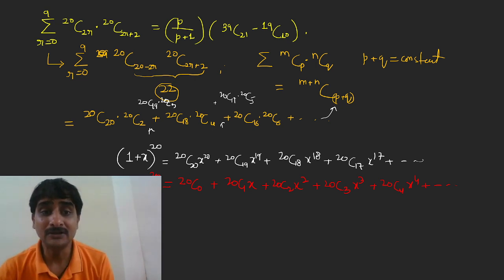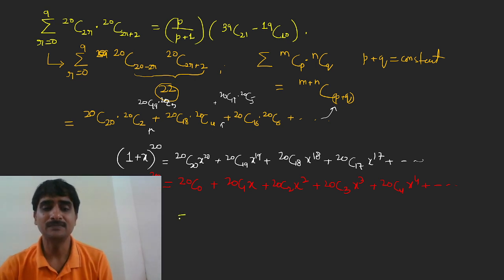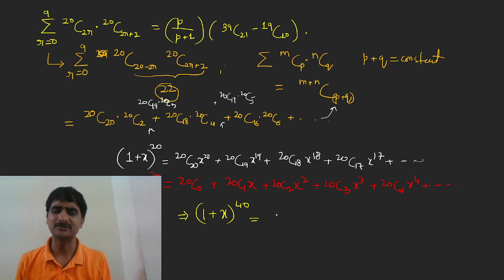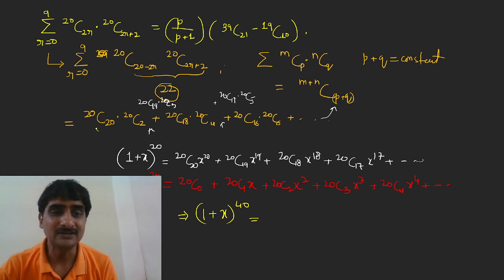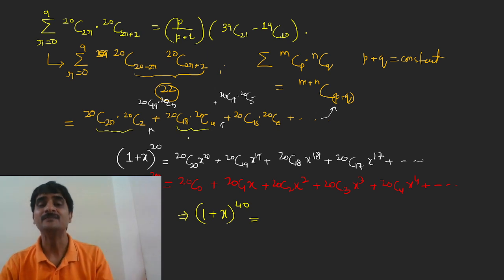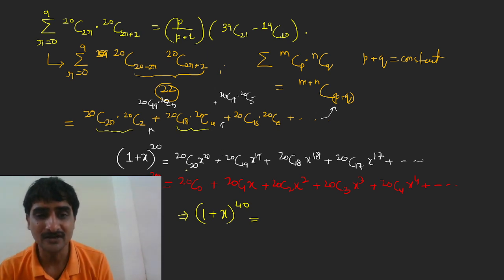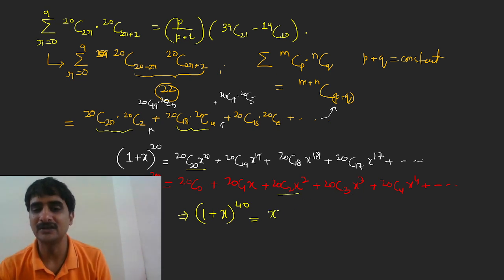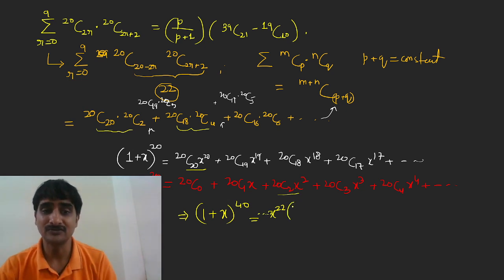Okay, now multiply these two. When you multiply these two, you get in LHS (1 plus x) raised to the power 40, and in RHS you get several terms, of course, but we have to collect these terms. We are looking for these terms, and now the sum of subscripts is 22. You can collect these terms as the coefficient of x raised to the power 22. Let's start. So first term, if I collect the terms for x raised to the power 22, there will be several terms, dot dot dot. I'm just collecting the terms which give the coefficient of x raised to the power 22.